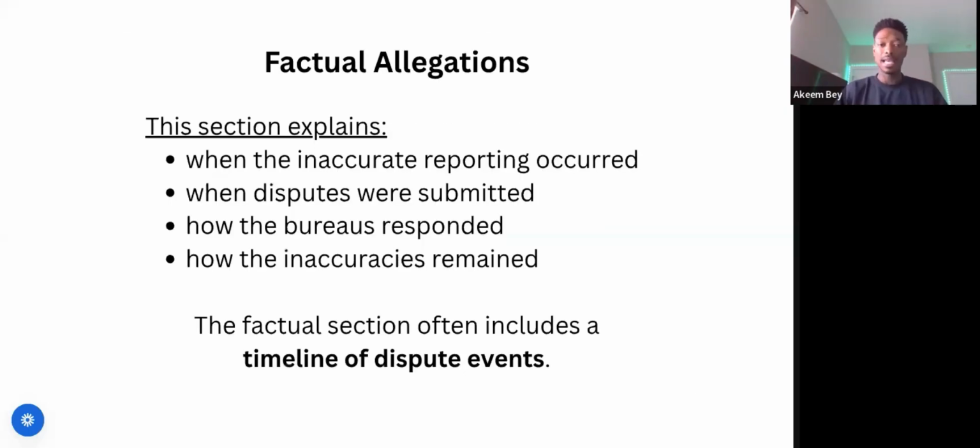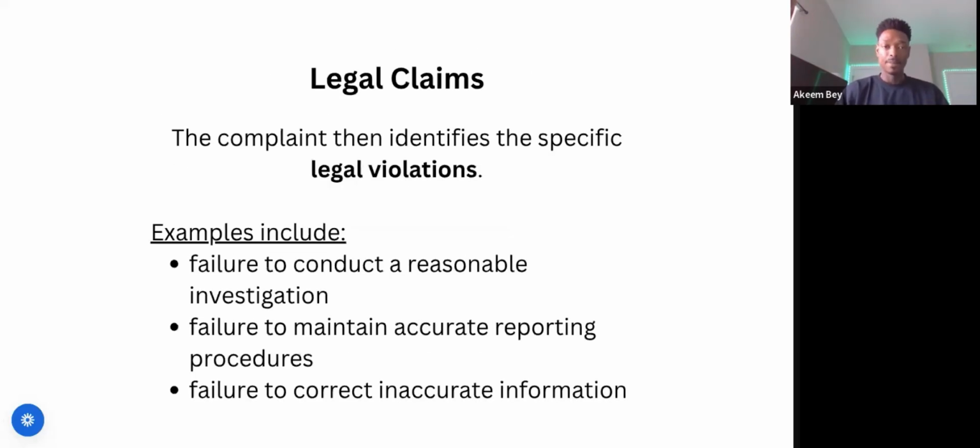So the factual allegations, right? This is the section where it's going to explain when the inaccurate reporting occurred, when disputes were submitted, how the bureaus responded, and how the inaccuracies remained on the credit report. And then the factual section often includes a timeline of those disputes. Now, the legal claims, right? So the complaint then is going to identify the specific legal violation. Some examples are failure to conduct a reasonable investigation, failure to maintain accurate reporting procedures, and failure to correct the inaccurate information. And again, once we review some of these cases, you'll see exactly why this all makes sense.